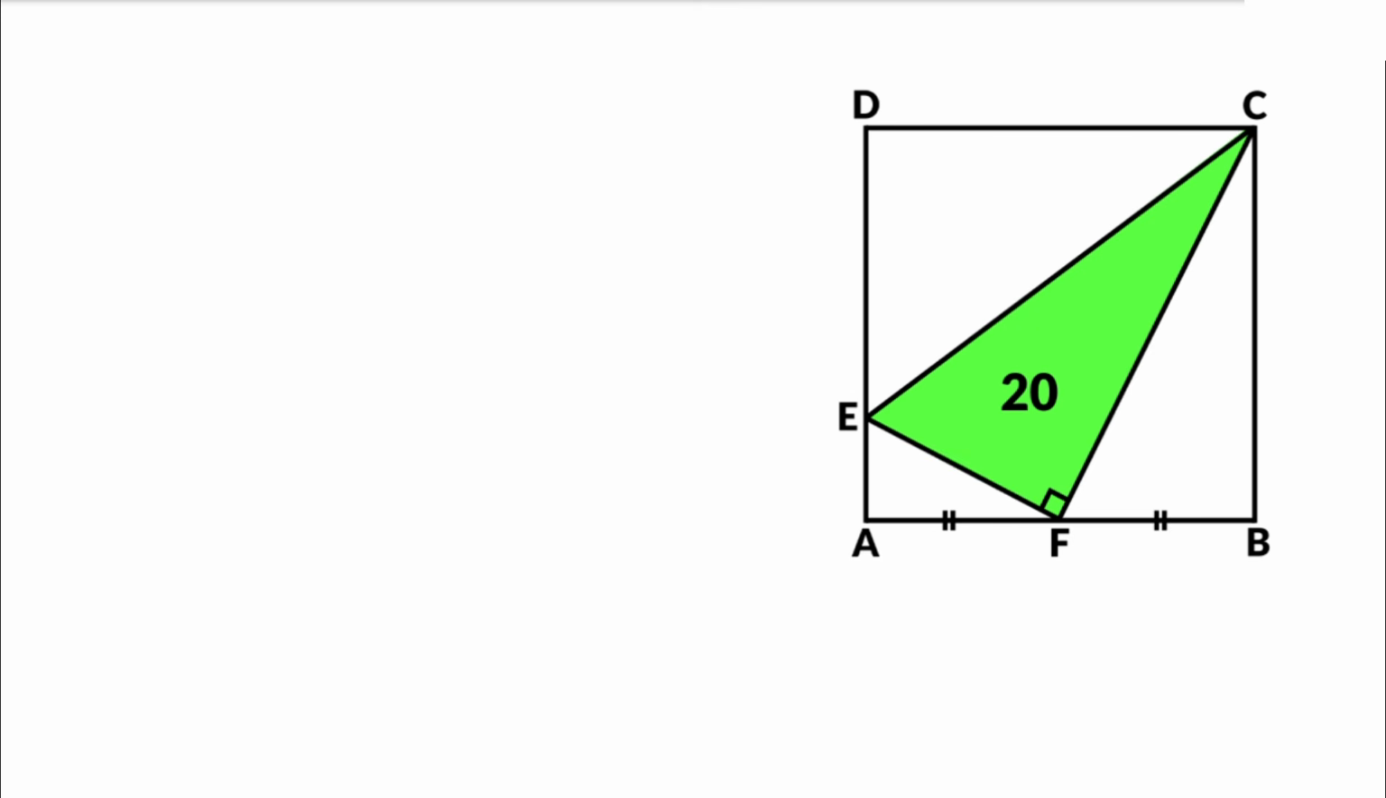We are given two important clues. First, the area of the inner right triangle is exactly 20 square units. And second, point F lies exactly at the midpoint of the bottom side of the square.